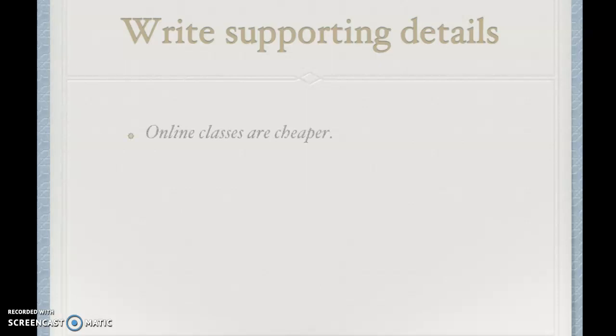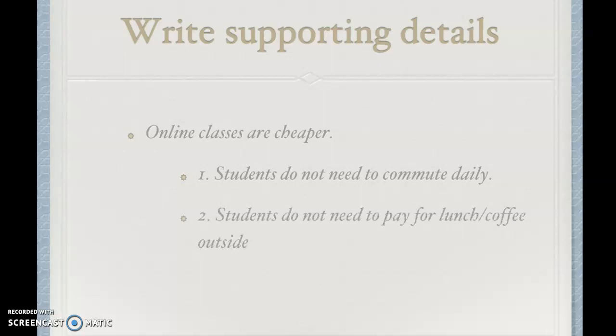For example, the first main idea was that online classes are cheaper. Now, I need to come up with 2 to 3 supporting ideas. Number 1, students don't need to commute daily. Number 2, students do not need to pay for lunch or coffee outside home. And number 3, the tuition for online classes is usually less. So this is the outline for my first body paragraph.